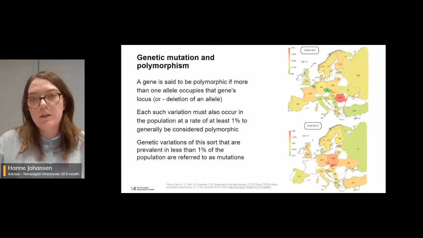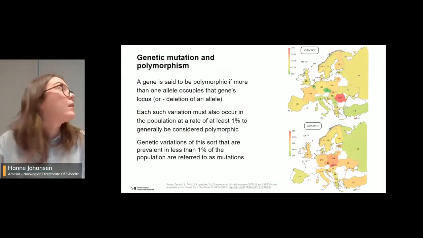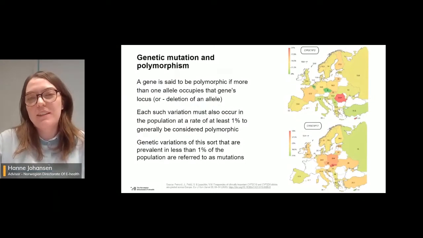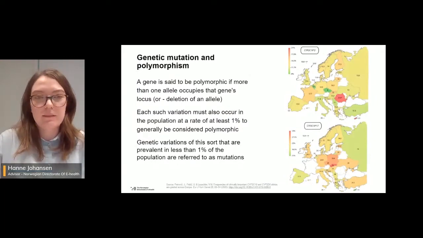So on the left here, we have some images from an article that has tried to chart the prevalence of poor and ultra rapid metabolization of CYP enzymes in Europe. I recommend reading it. It's in our sources.